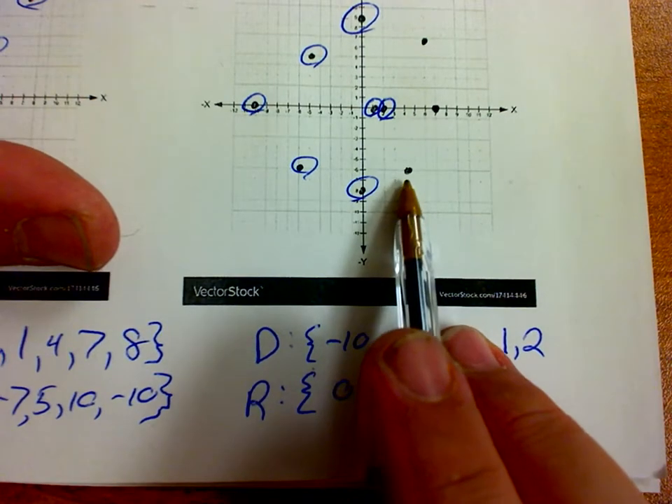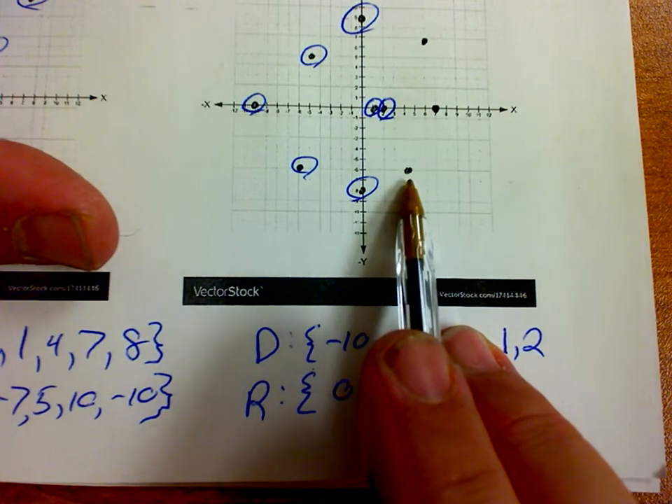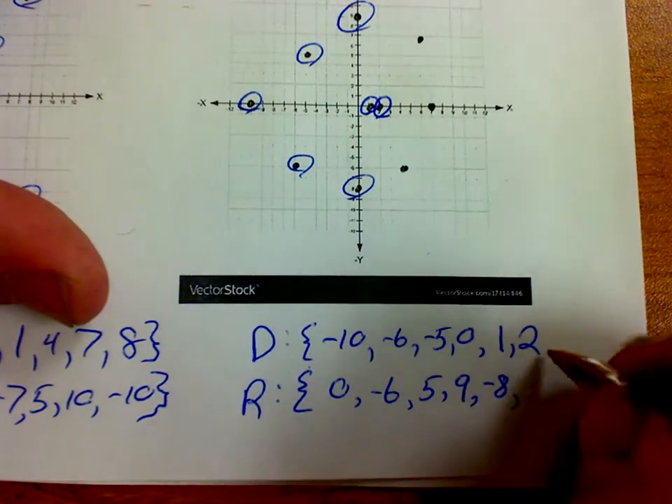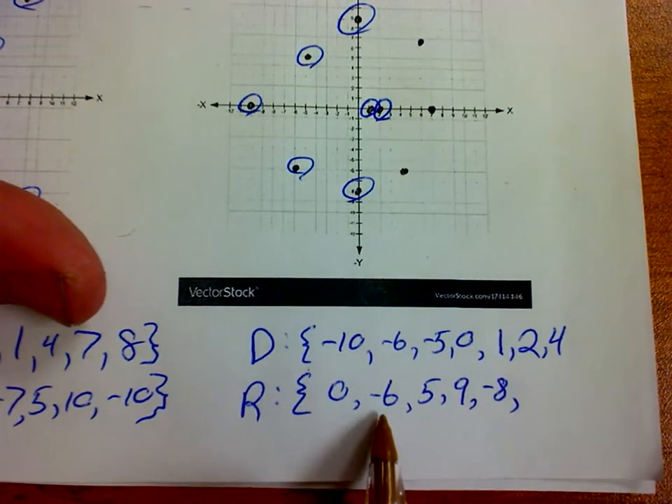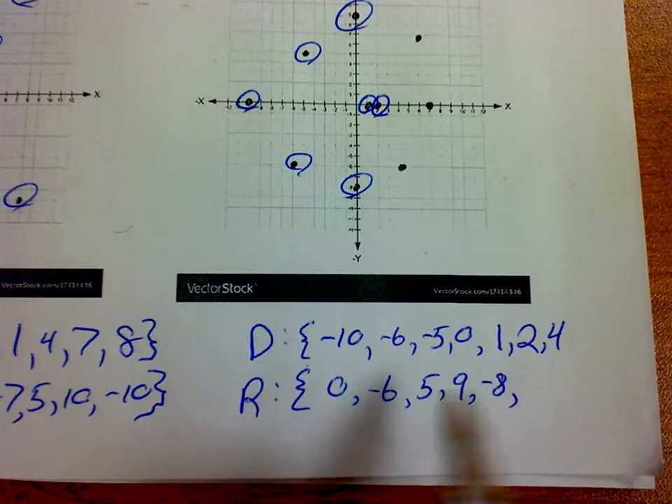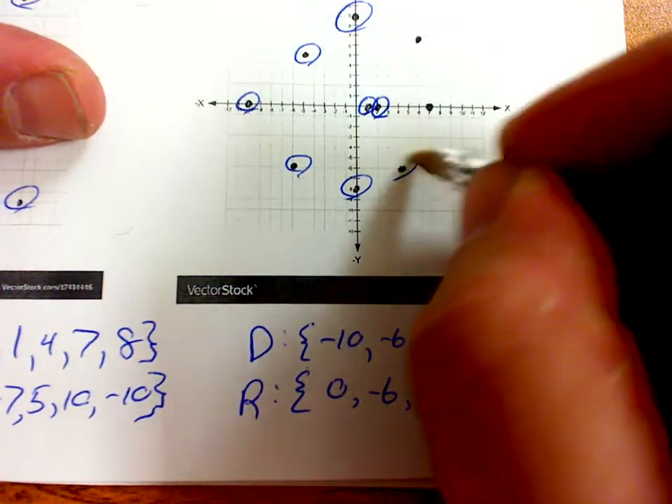Next point right here appears to be at 4, -6. Okay? No 4s in the domain, so we can write it. The range, we have another -6, so we're not going to write -6 there.